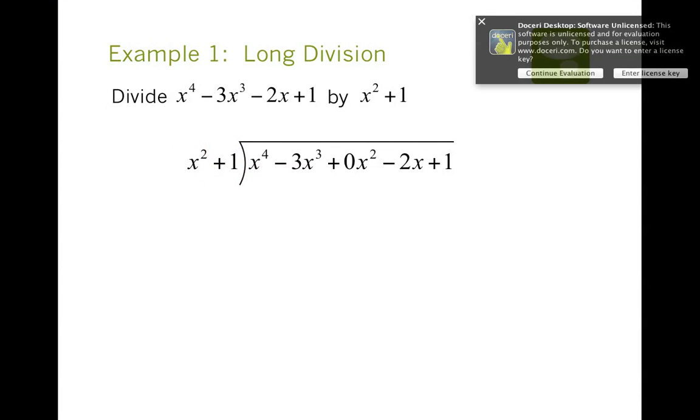Okay, so what do we multiply x squared by to get x to the fourth?